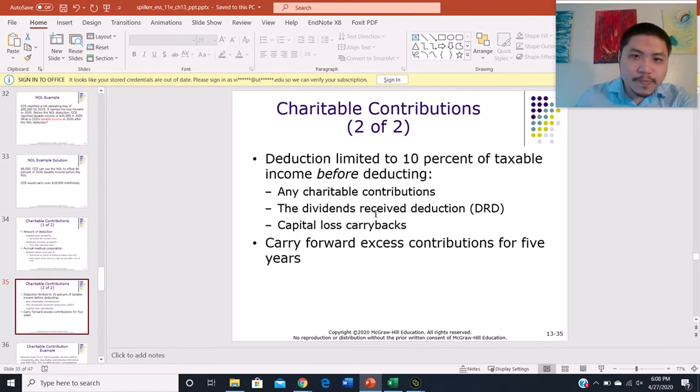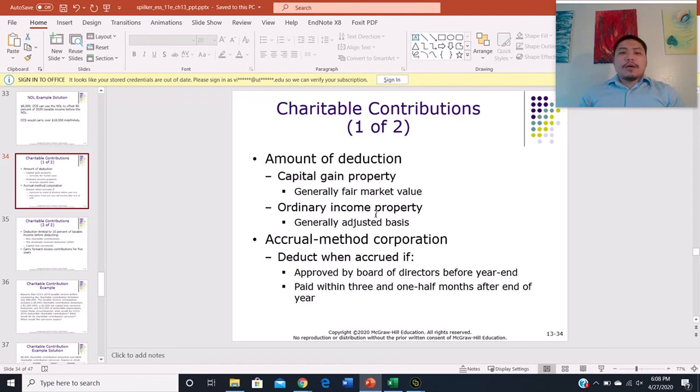So let's talk about charitable contributions. The amount of tax deduction that a corporation can usually deduct varies based on the type of the contributed asset. If the contributed asset is capital gain property, then the firm can use the fair market value of the asset to deduct for tax purposes. But if the contributed asset is ordinary income property, then the corporation can only use the adjusted basis of the contributed asset to deduct for tax purposes.